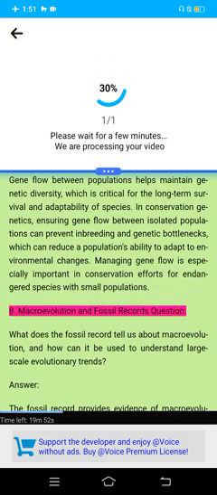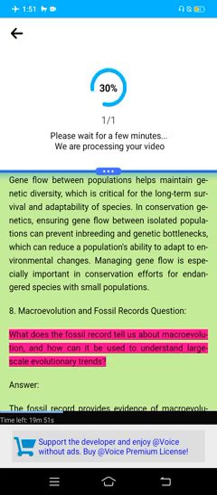8. Macroevolution and fossil records. Question: What does the fossil record tell us about macroevolution, and how can it be used to understand large-scale evolutionary trends? Answer.